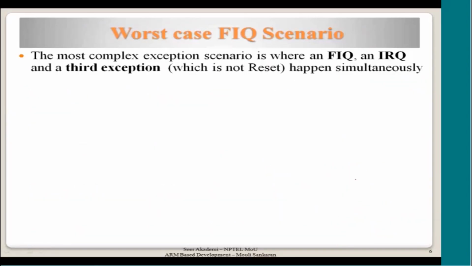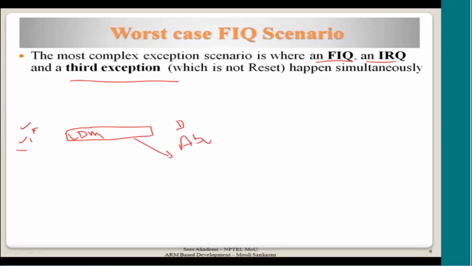Now the worst case scenario. The most complex exception scenario is an FIQ, an IRQ, and a third exception all happening simultaneously. Please remember, FIQ is also happening, IRQ is also happening. That means it has generated an interrupt signal, and the current execution of some LDM, which is a worst case scenario, has generated an abort, a data abort. So all of them have happened together now. It can happen. Please remember.